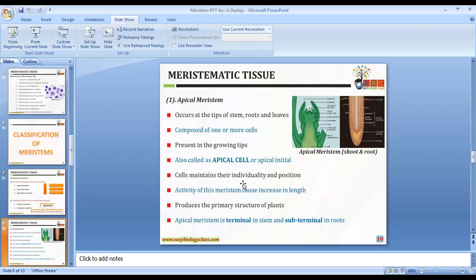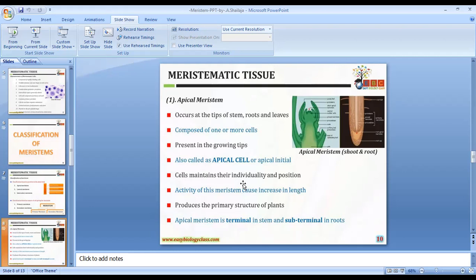It is also called apical cell or apical initial. We call it the apical initial because that is the growing part. Cells maintain their individuality and position. The activity of this meristem causes increase in length. Whatever changes we observe in length are due to the activity of the meristem. It produces the primary structure of plants.